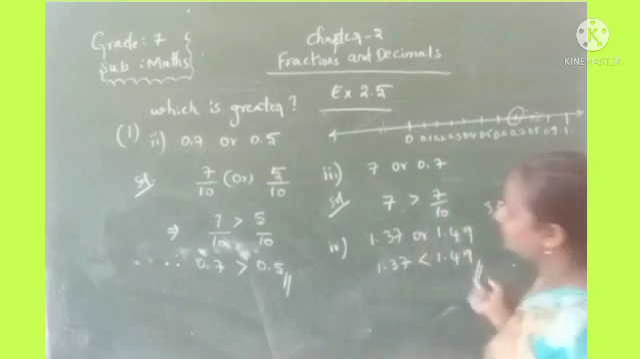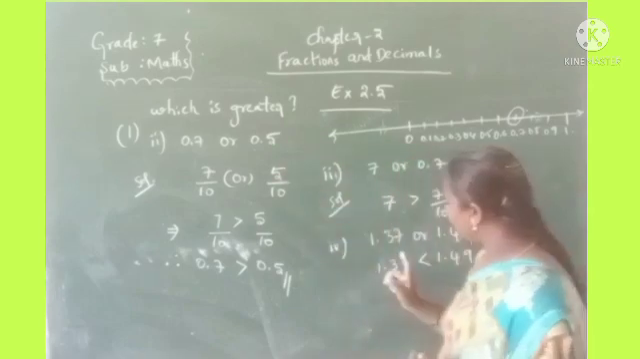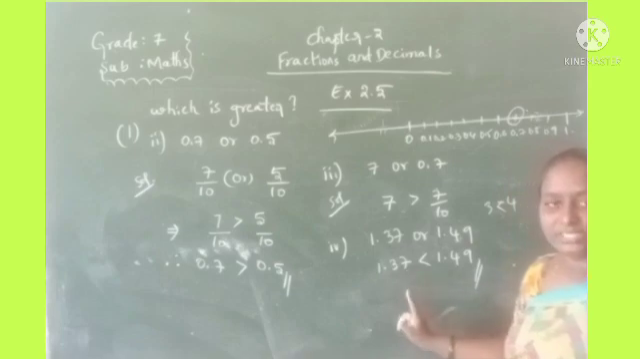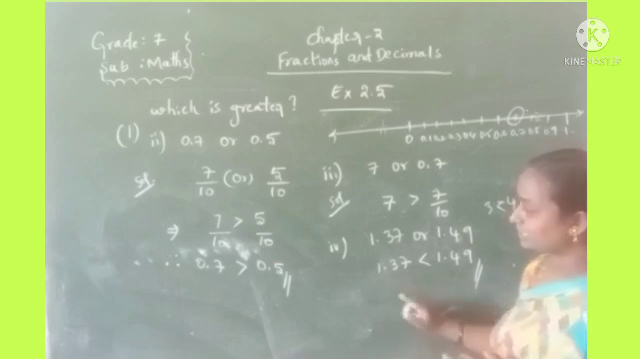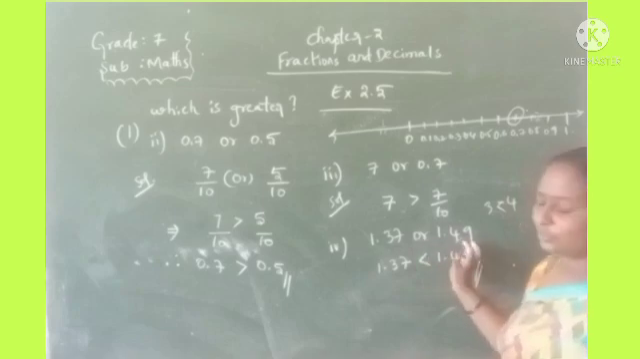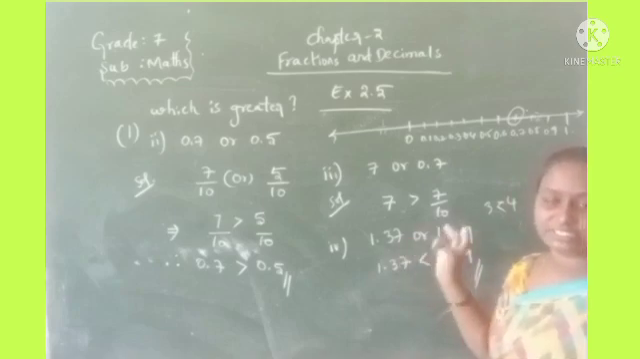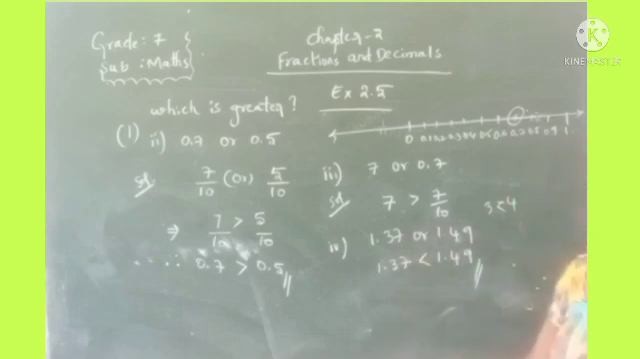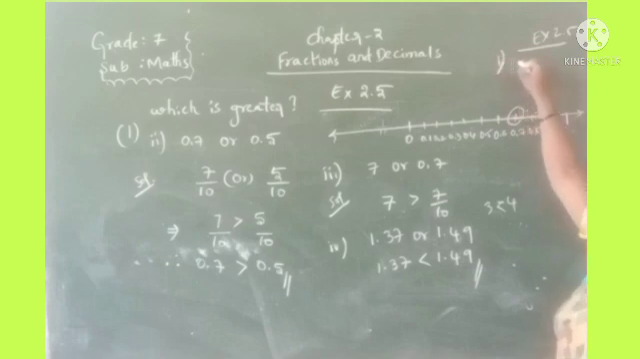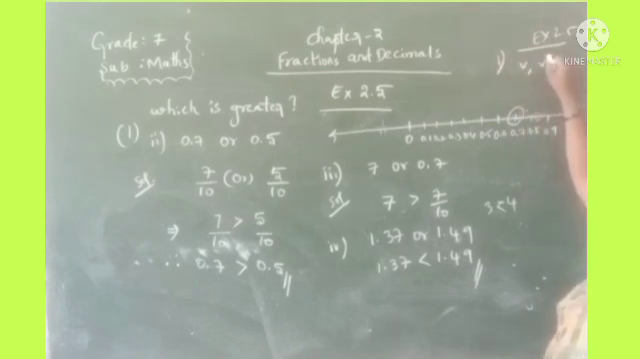Or you can apply this procedure. Write this decimal number in fraction form. After that, check the denominators, find the equivalent fractions. Finally compare the numerators, then see which is greater and which is lesser. Is it clear? Right. In this exercise, I am giving you homework 2.5. In the first question, 5 and 6, you have to do yourself.